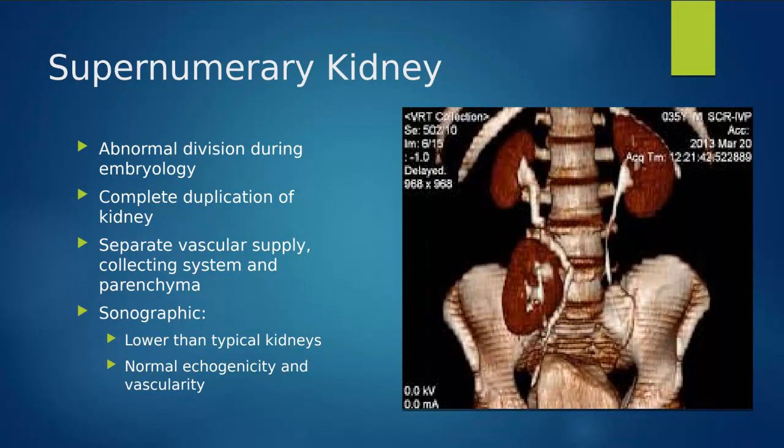On ultrasound, this third kidney is going to be located lower than the typical kidneys, and it's going to look just like the other ones. It's going to have normal echogenicity, vasculature, normal function, and we would treat it as such. So we would evaluate all 3 kidneys in the same way that we would evaluate if there were 2 kidneys.